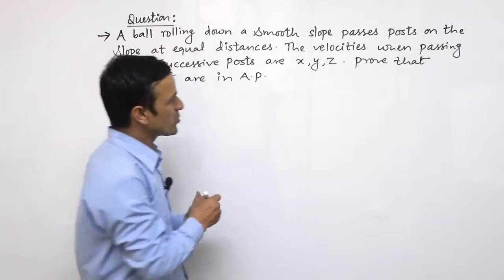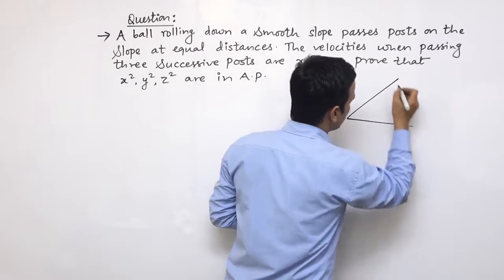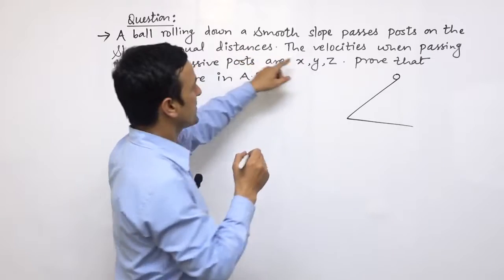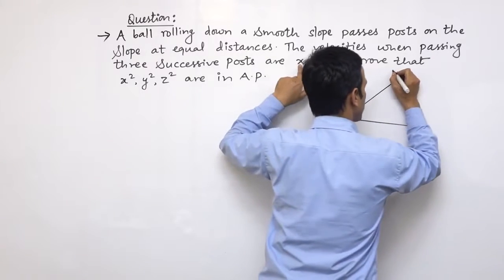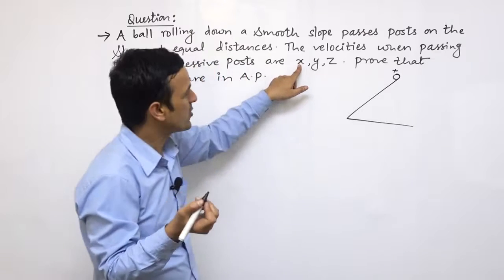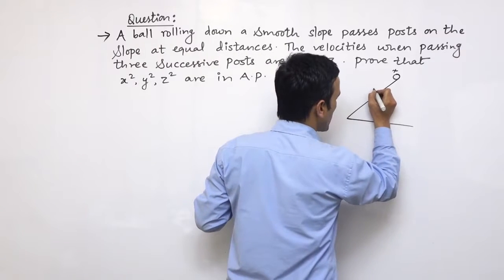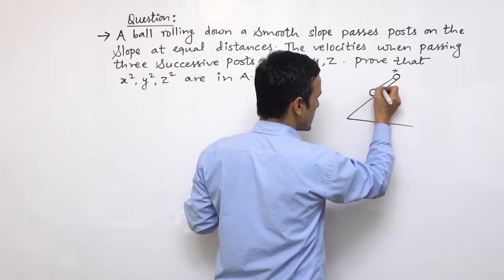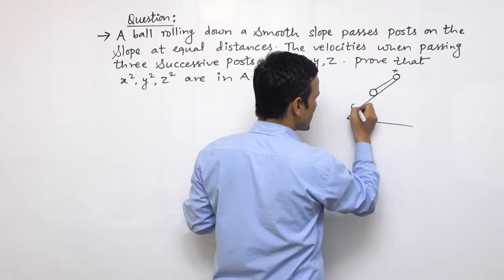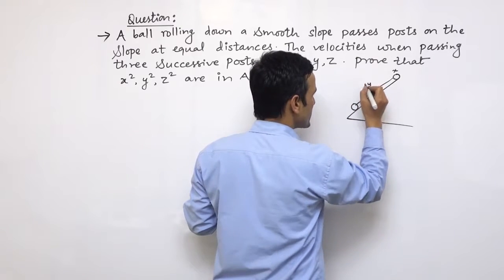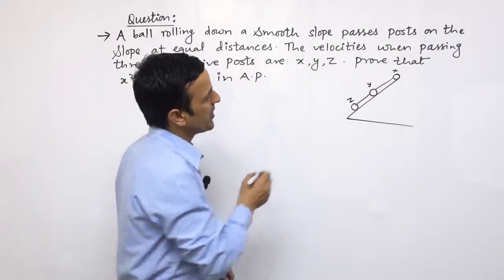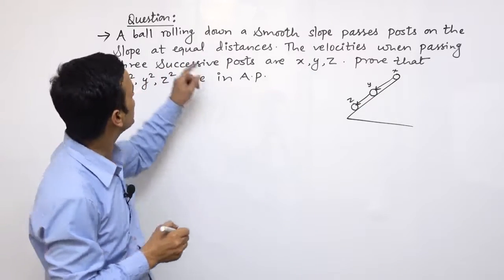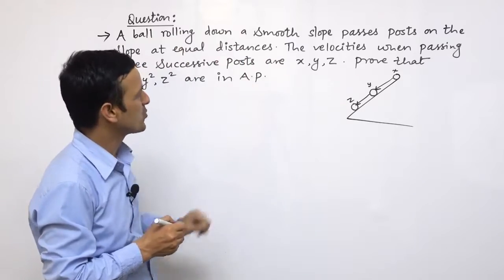So the ball is rolling down here. Now we can draw the figure. The ball is rolling down from here with velocities as given. Its velocity is x, as provided by the question. Another post is here at an equal distance. The distances will be equal. This is the post, and another distance is this one, the same distance. Its velocity is y, and its velocity is z. So the body is sliding down in this way from top to bottom. There are three successive posts.